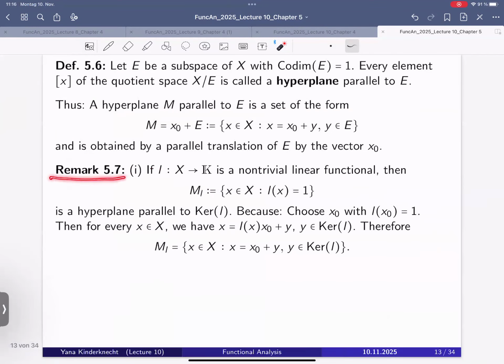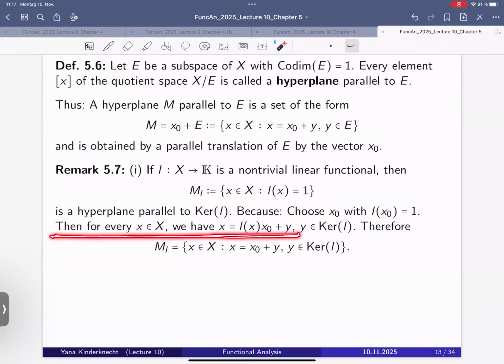So remark: if L is a non-trivial linear functional, then we consider its level set, for example the level set with level 1. It's the set of all x's such that L evaluated at x is equal to 1. Then this is just a hyperplane which is parallel to the kernel of L, because you just choose any x0 such that L of x0 is 1, and then for every x in X, we have this representation.